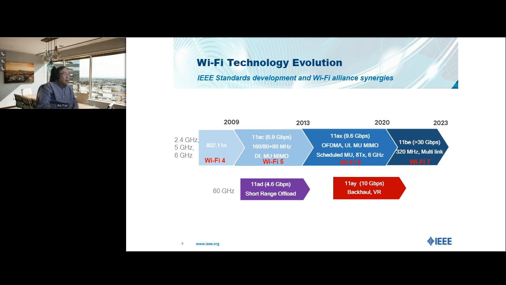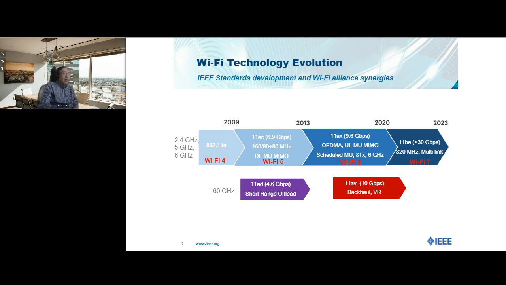When you evolve into 2013, you go to the 11ac generation. 11ac, the IEEE name, is called VHT, Very High Throughput. In the 11ac time, the peak throughput already increased to 6.9 Gbps, and it introduced 160 MHz or 80 plus 80 MHz channels and introduced downlink MU-MIMO.